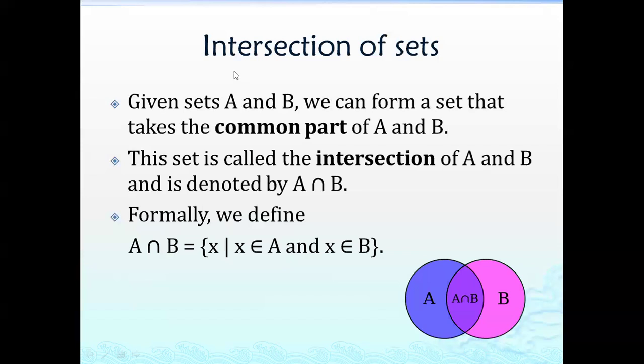Now let's talk about the intersection of sets. Given sets A and B, we can form a set that takes the common part of A and B. This set is called the intersection of A and B and is denoted by A ∩ B. Formally, we define A ∩ B as the set of all x such that x belongs to A and x belongs to B.